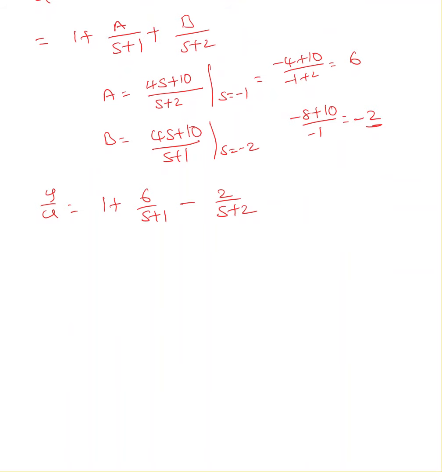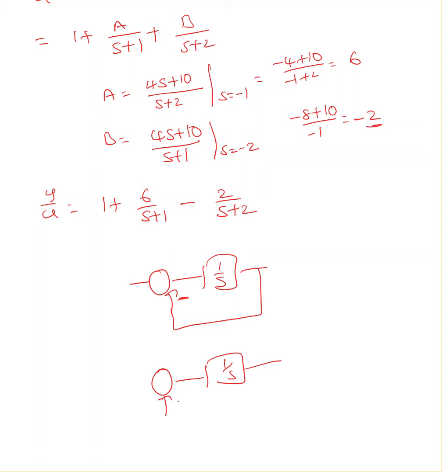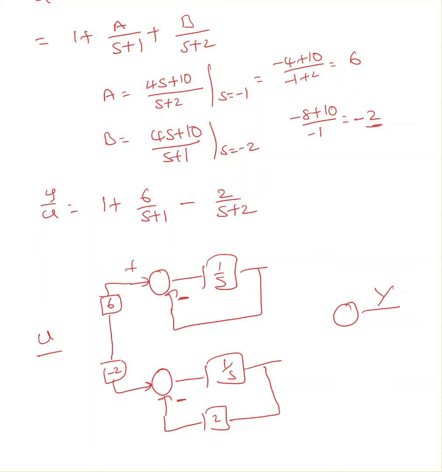Now, we know that for 1 over s plus 1, I can draw a simulation diagram. The simulation diagram for that is 1 over s, and since I have plus 1, this must be negative feedback. Likewise for 1 over s with plus 2, that must be negative 2. Here is u and here is y. As I mentioned, these constants you can add on the input side or at the output side. I'm going to do the input side. So that is 6, positive, and minus 2, and that's u.